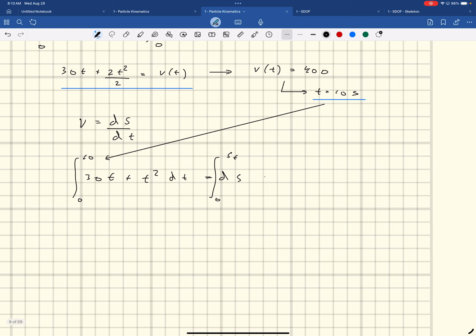All right. And again, most of that could just be done with a calculator. And I get SF is equal to 1833 meters.